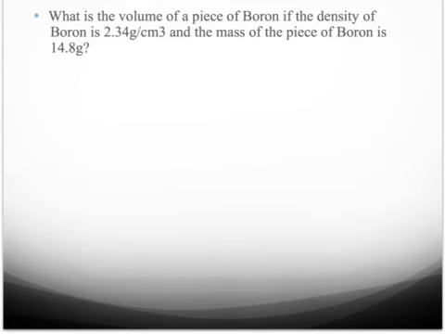This last one's a density problem, but you can also use dimensional analysis on a density problem. It states, what is the volume of a piece of boron if the density of boron is 2.34 grams per centimeter cubed and the mass of the piece of boron is 14.8 grams? So there's a couple things we know. One, our known is 14.8 grams. You can actually use density as a conversion factor.